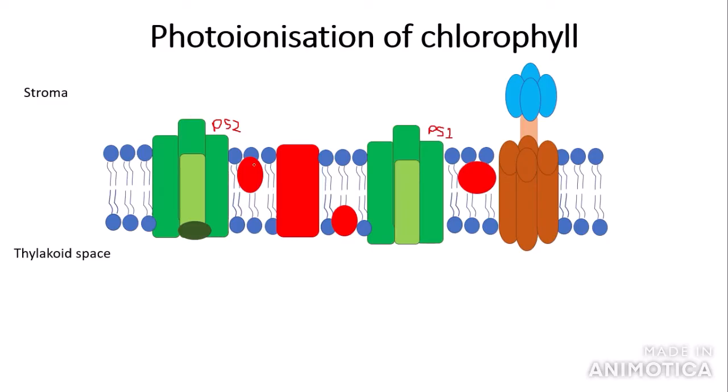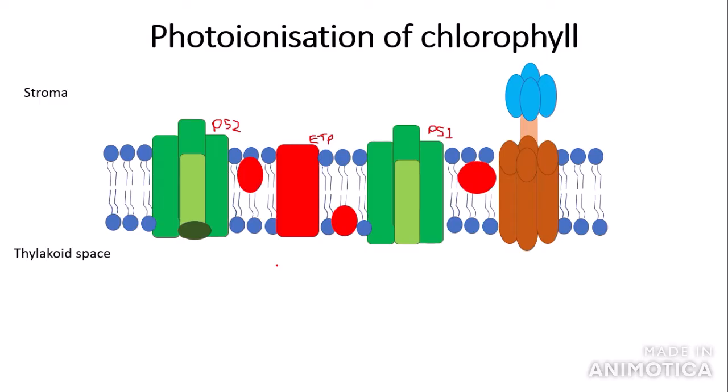These red-like structures here are called electron transport proteins, so I'll just write ETP to make things easier. And then this funky looking structure here is an enzyme called ATP synthase, which produces the ATP from ADP and Pi. And then this dark green blob here in PS2, and there'll also be one in PS1, is the chlorophyll molecule, which gives the plant its green colour.